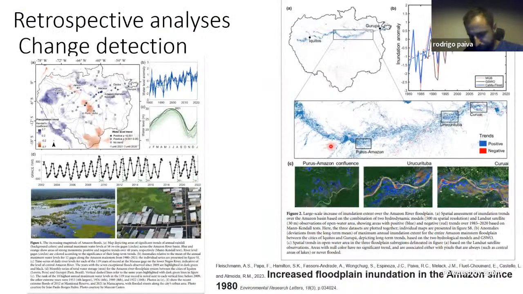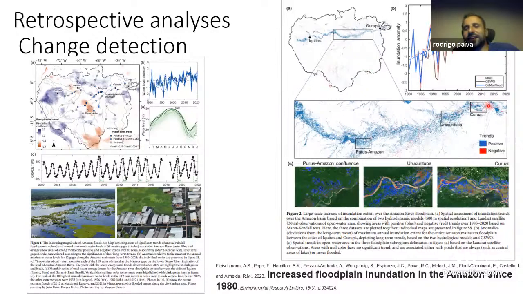This is another study that is based on both remote sensing and modeling results, showing changes in the flooding of the Amazon region. The authors basically did trend analysis over a large set of observations from precipitation to water levels, water surface extent. And it's pretty clear that the region is facing an increase in water level, increase in precipitation. This is what you see here in blue, in this figure, and also increase in the flooding.